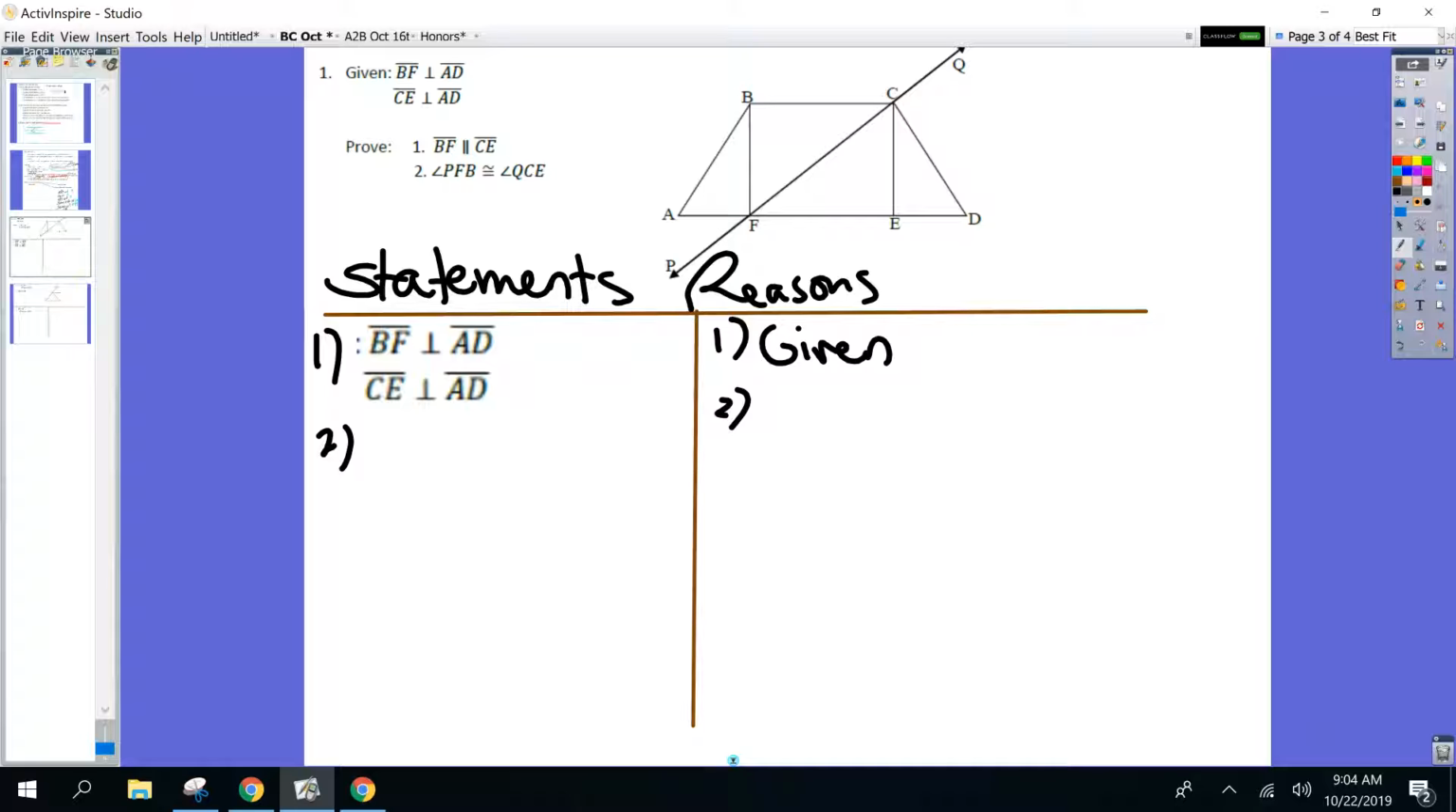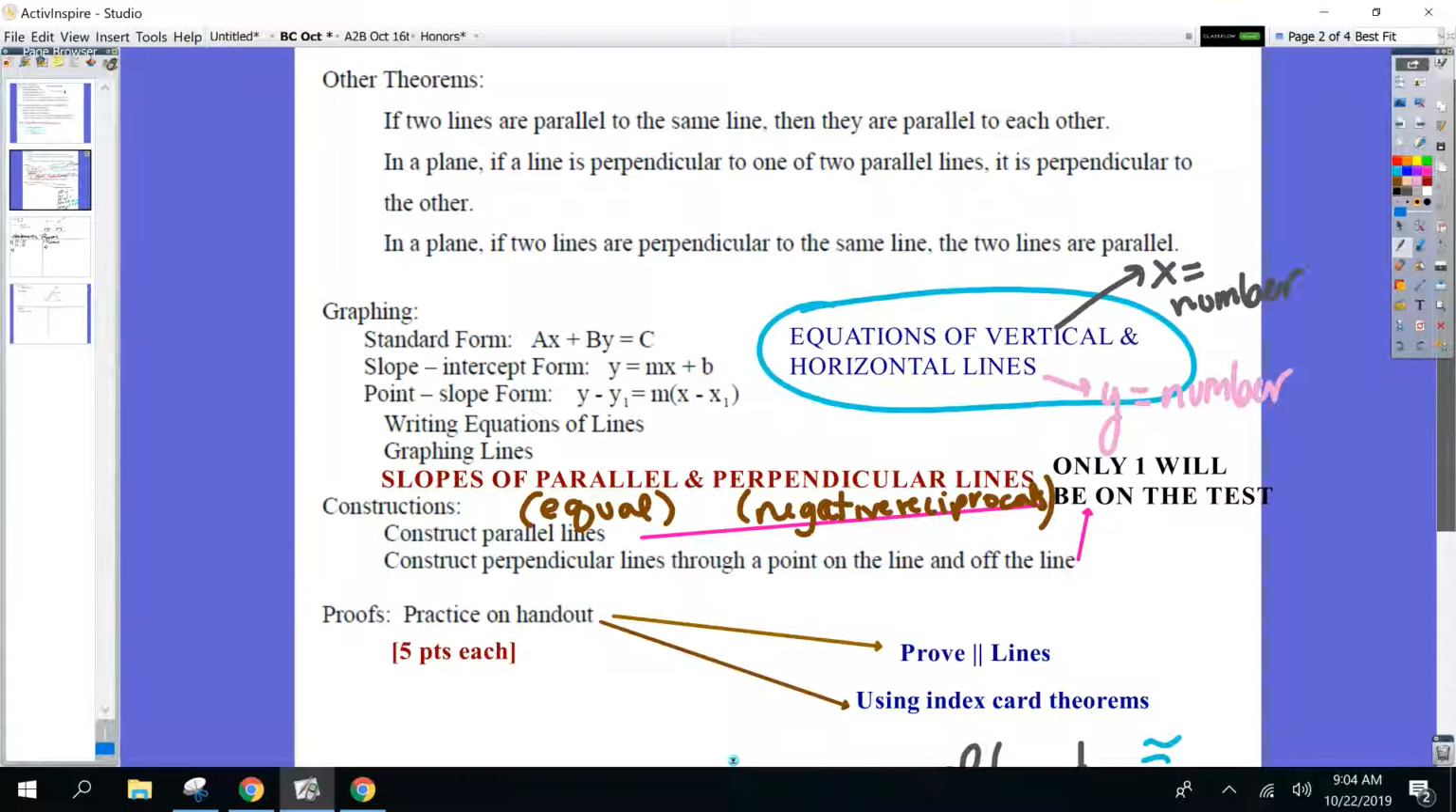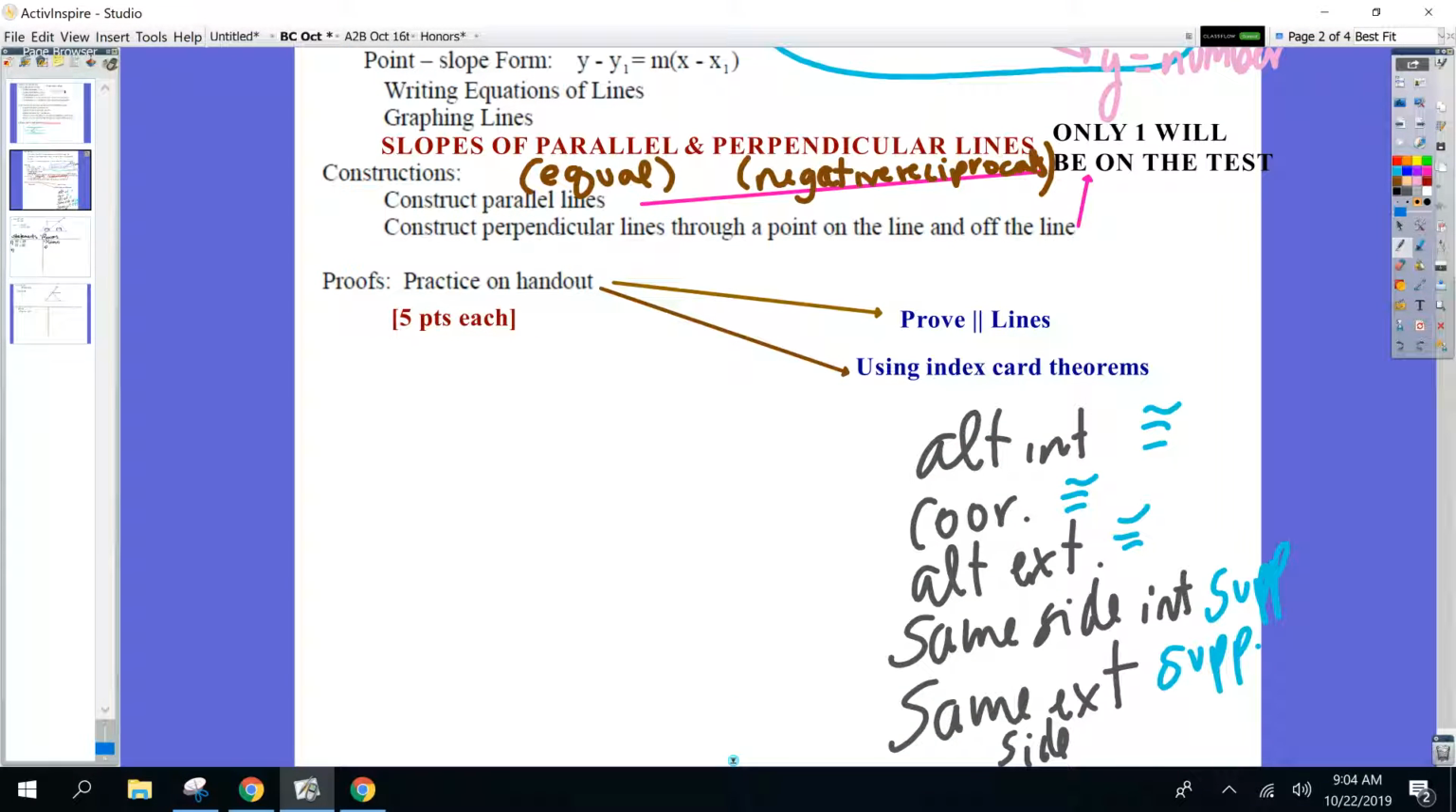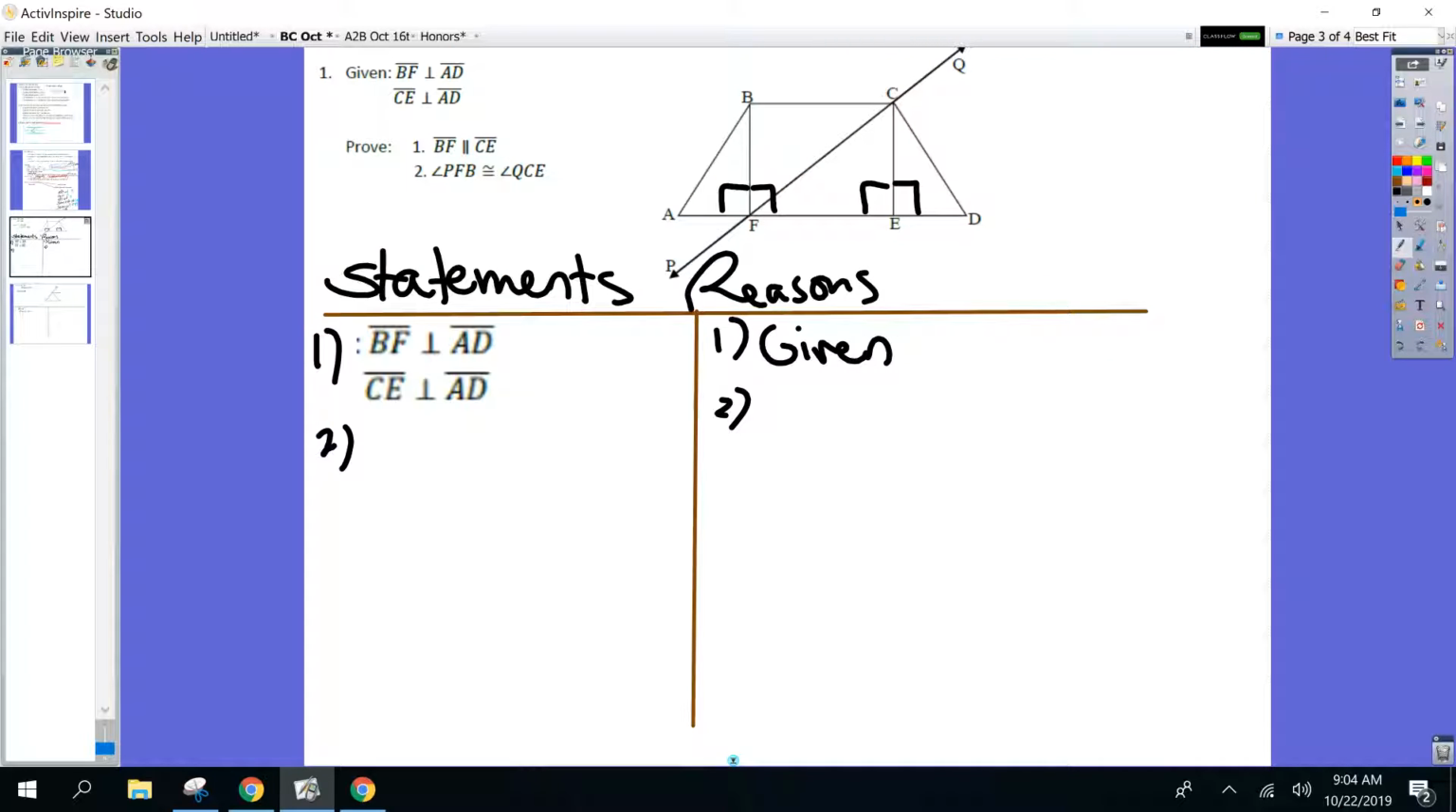BF perpendicular to AD, CE perpendicular to AD. So one way we could do this is, okay, I see perpendicular. What do perpendicular lines form? Right angles. So you could say, oh, I got right angles here and here, here and here. I know every right angle is congruent. Does anybody see any of the special types of angles that we listed here? Alternate interior, corresponding, alternate exterior, same side interior. Anybody see any of those angles with those right angles?